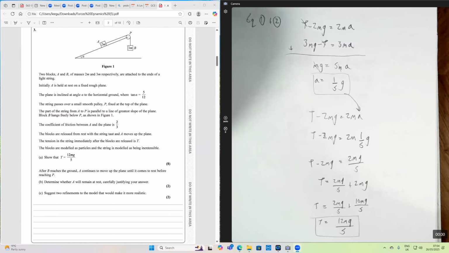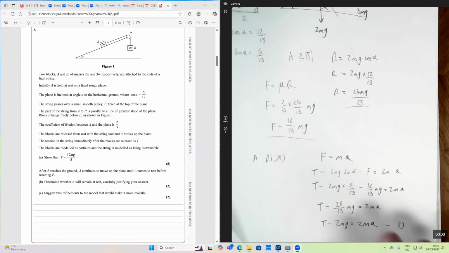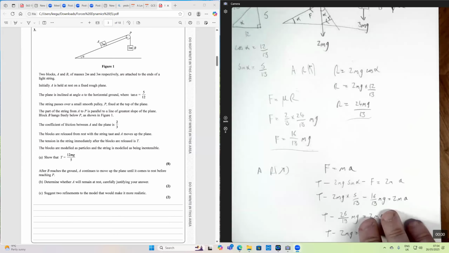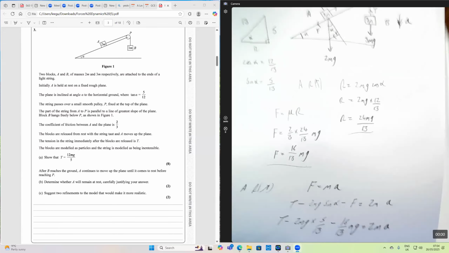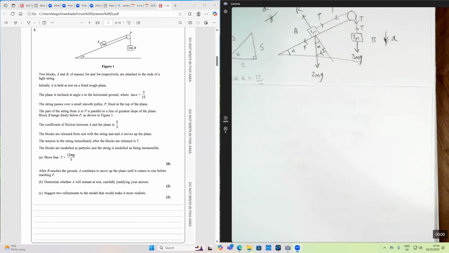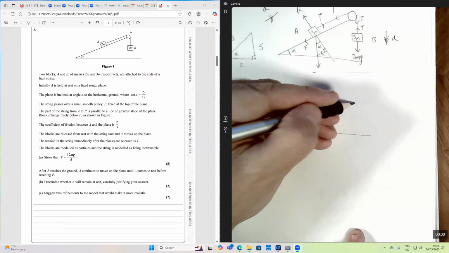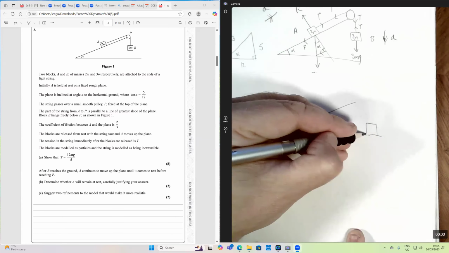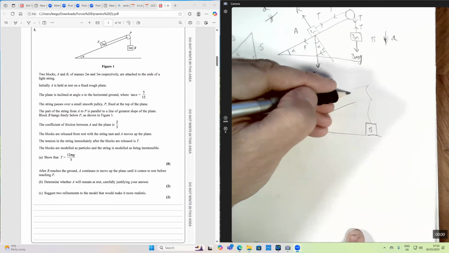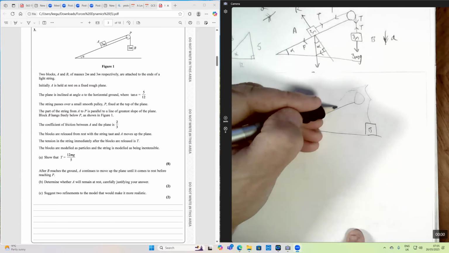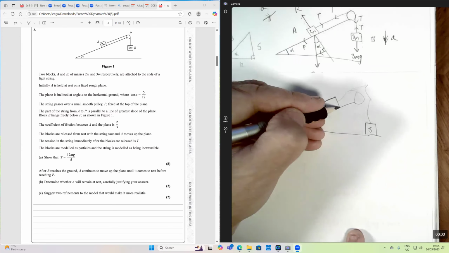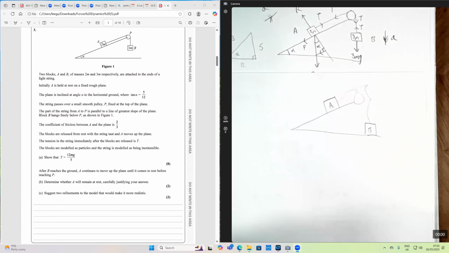Let's see what's next. After B reaches the ground, A continues to move up the plane until it comes to rest before reaching P. Determine whether or not A will remain at rest. So let's just have a little visualization here of what's happening. B reaches the ground, the string goes slack, and A continues to slide up the slope before it comes to rest. Okay, so there it is. The string's gone slack, A's moved up the slope, and it's come to rest there.